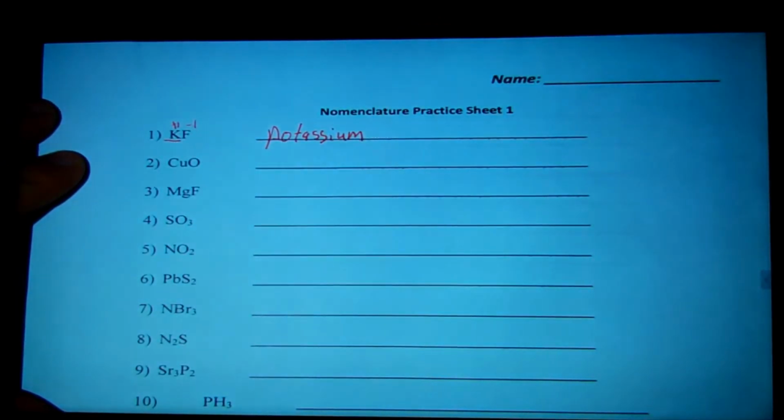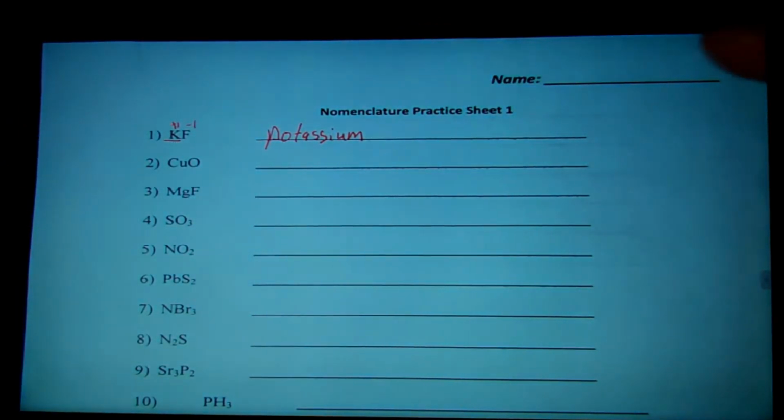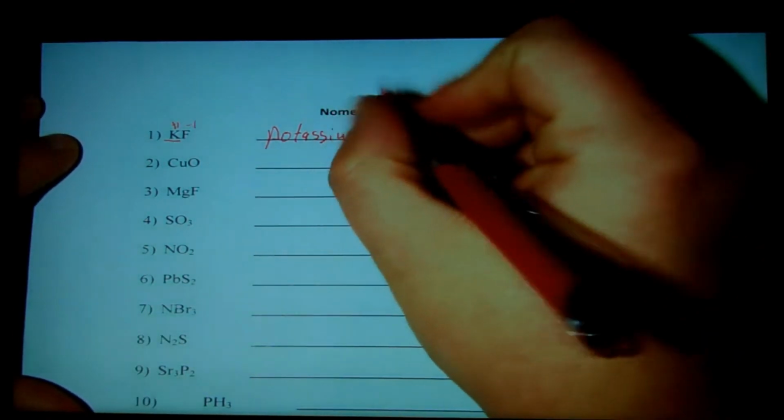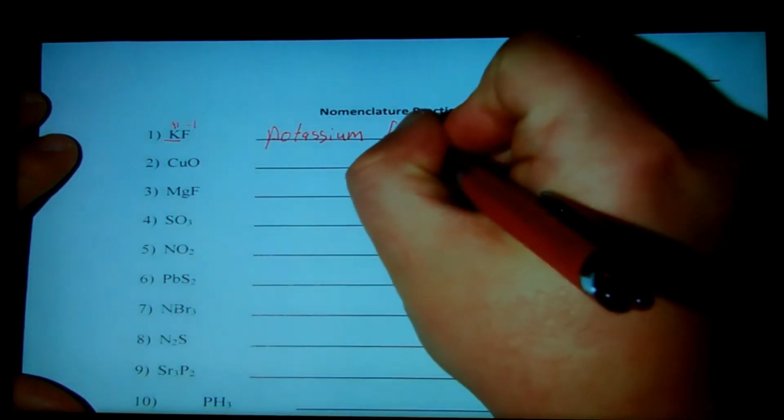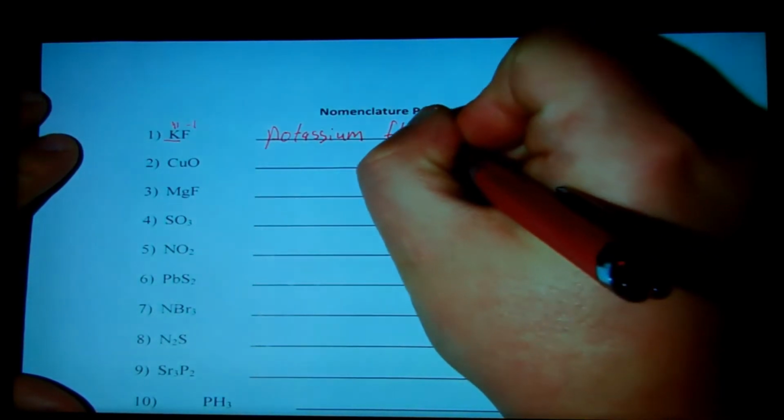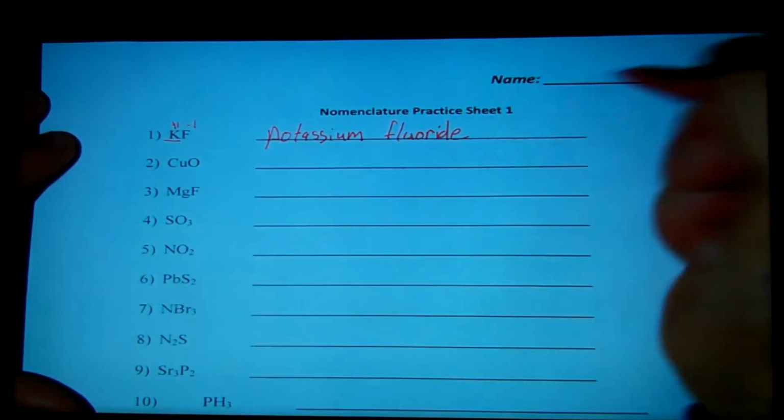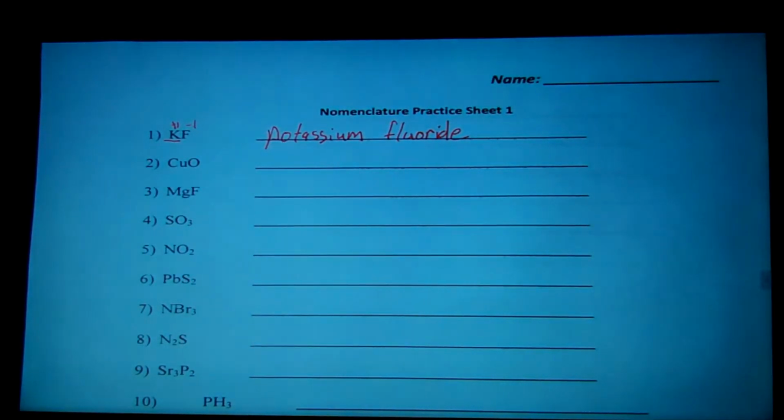And then we name the anion. Whenever we name the anion, we take the element name, remove the ending, add -IDE. So fluoride. Potassium fluoride.